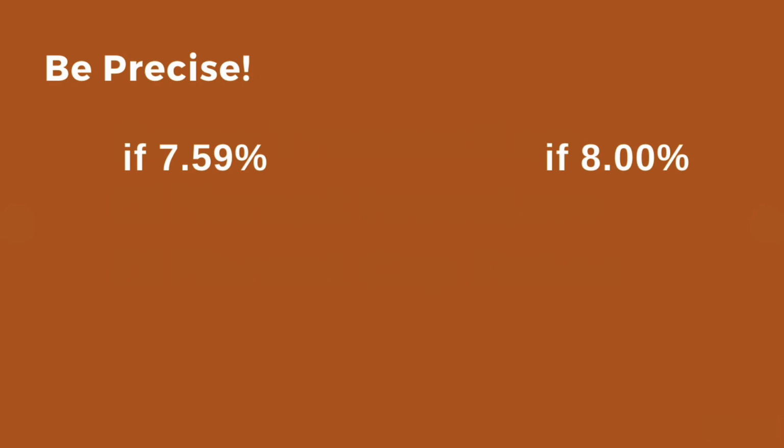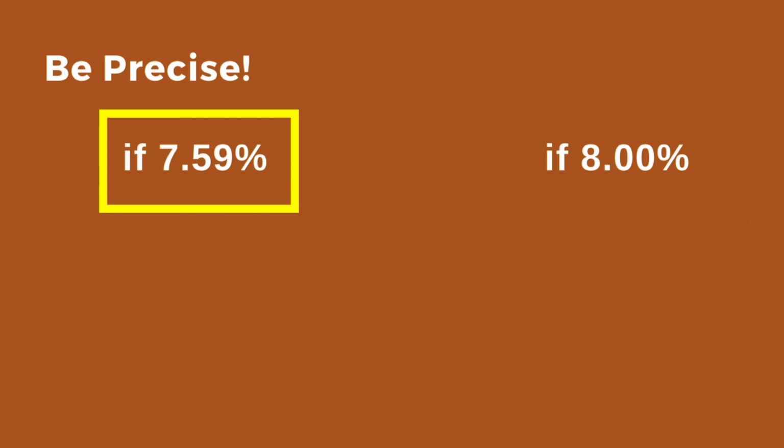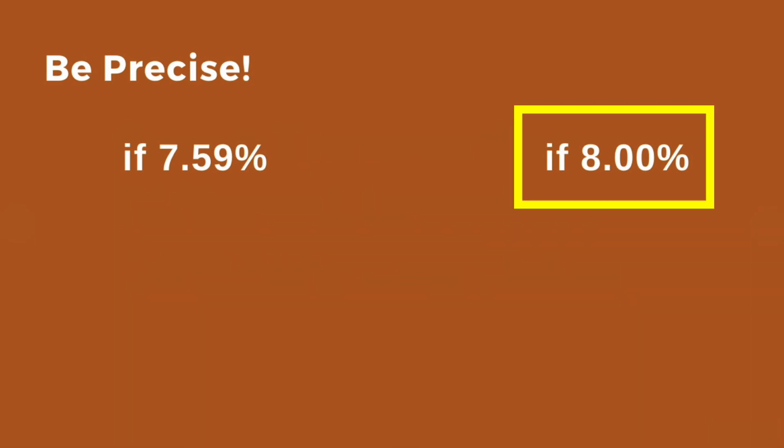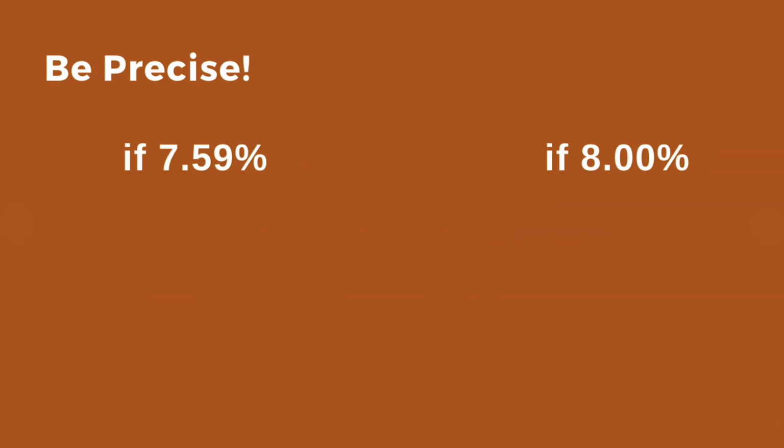The last thing I want to address is that I want you to be precise when you're dealing with cap rates. Looking at 2 different cap rates, a 7.59% on the left and an 8% on the right, you'll see that they're both about 8%. Actually, if you rounded the one on the left up, you'd actually have 8%. But 7.59% and 8.00% are very different numbers when you're doing the math we do here.